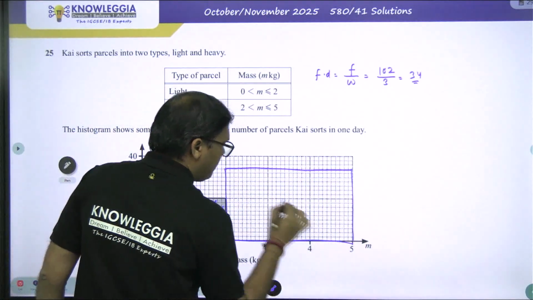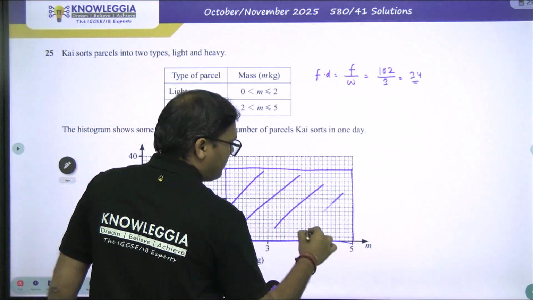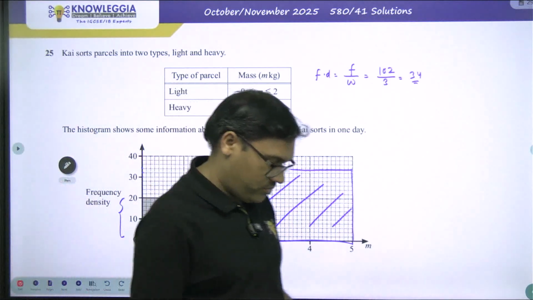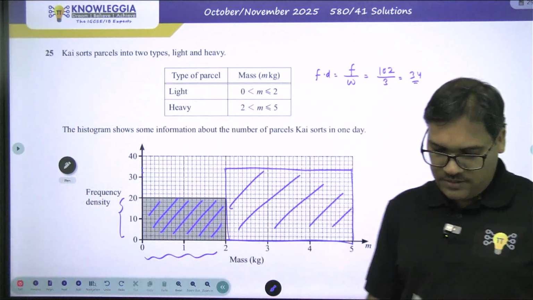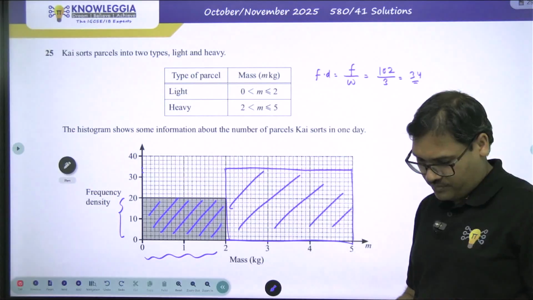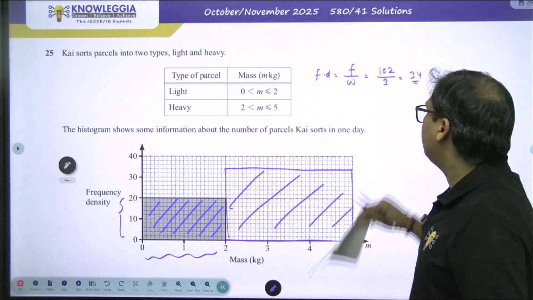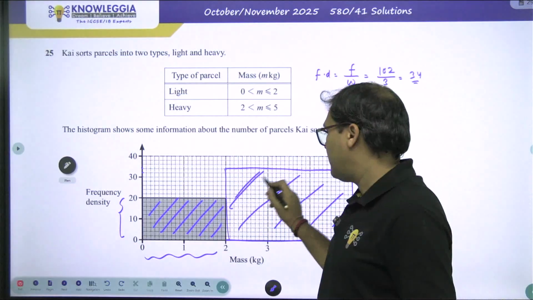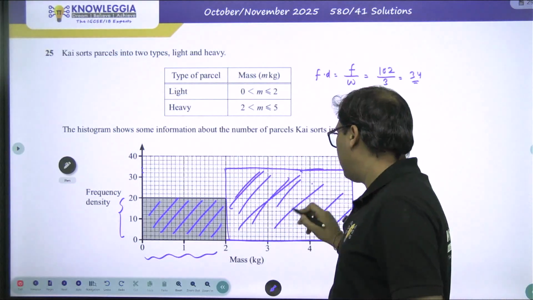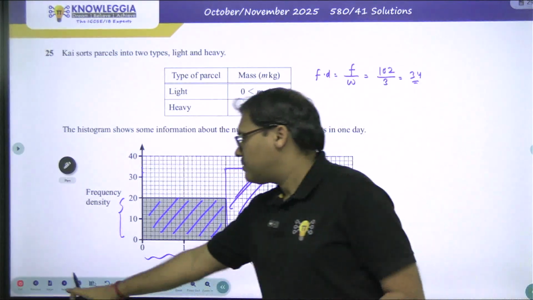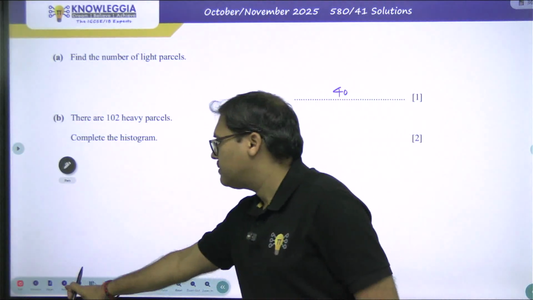So this is the answer. Basically, what is expected here is the frequency density. This is 34. So let's see, is this the correct answer? 34. Yes, that is the answer. So we'll just shade this. This is how you will complete the histograms here. Okay, so let's move to the next question.